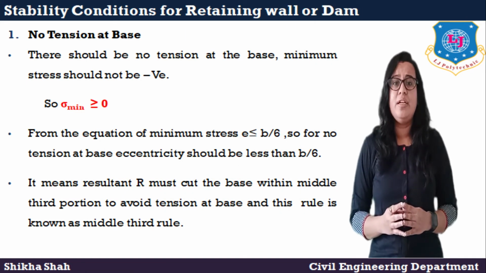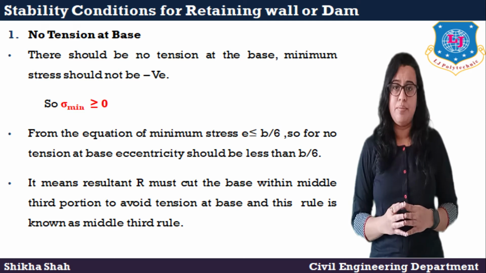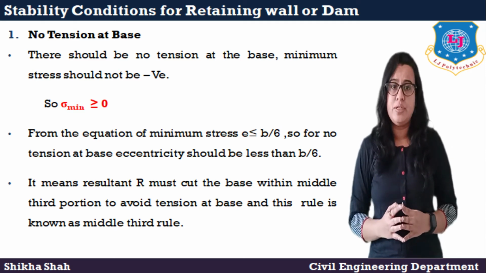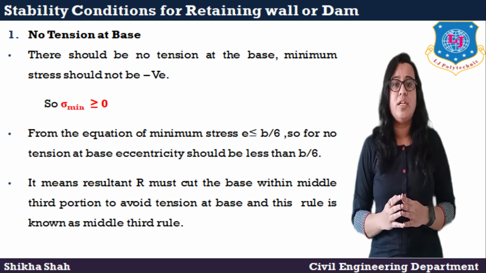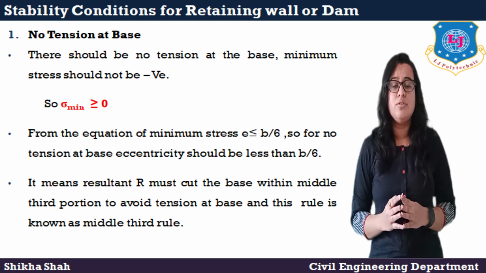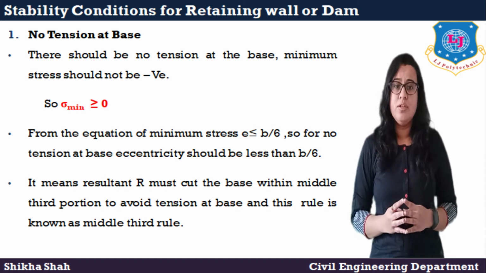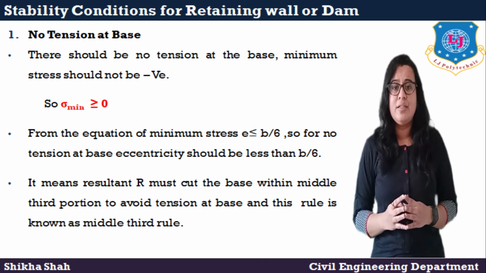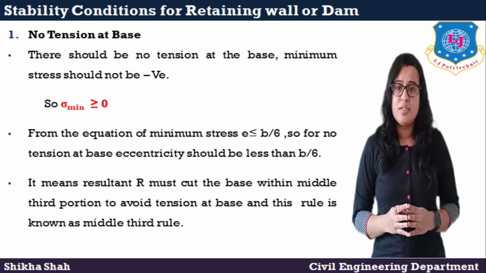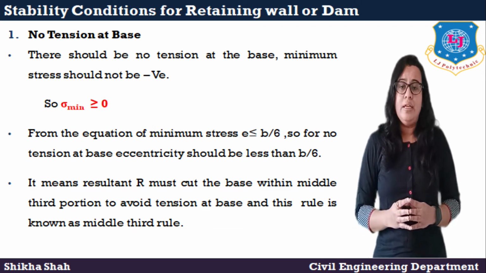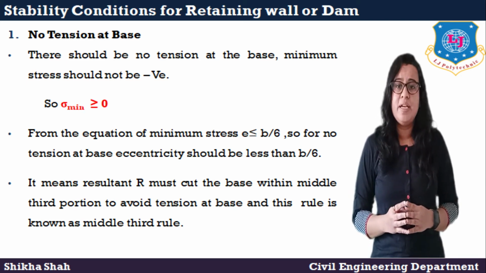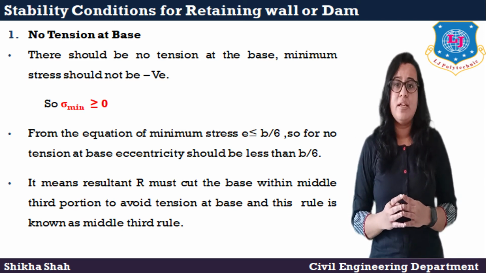Now, stability conditions for retaining wall or dam. For any retaining wall or dam to be stable, there are 4 conditions. First is no tension at base. There should be no tension at base. The minimum stress should not be negative. So sigma minimum should be greater than or equal to 0. From the equation of minimum stress, e is less than B by 6. So for no tension at base, the eccentricity should be less than B by 6.